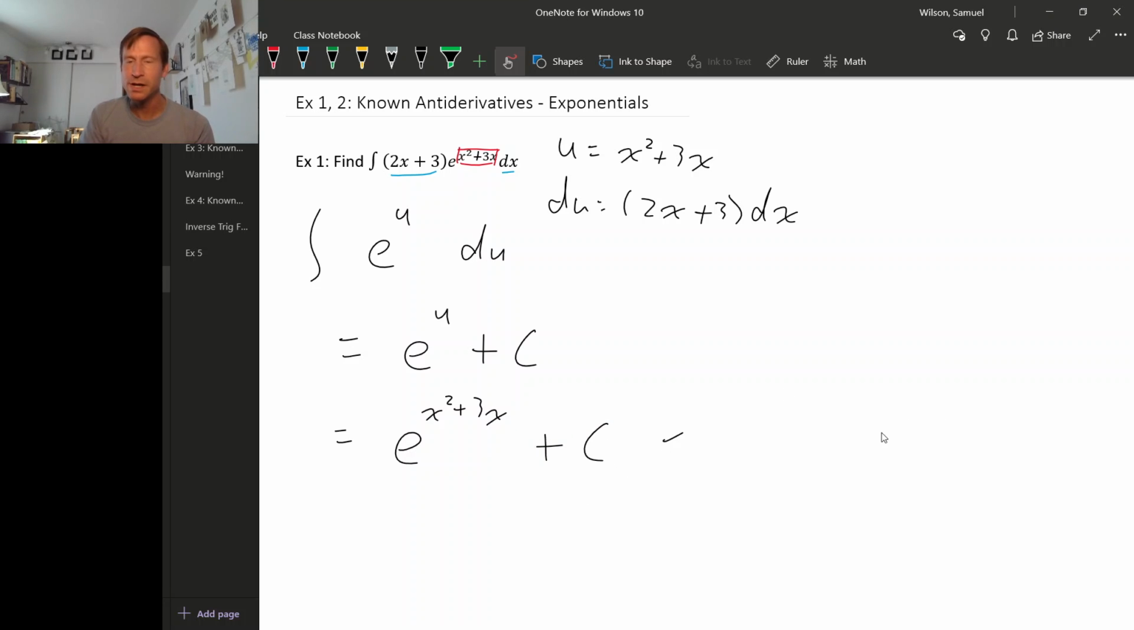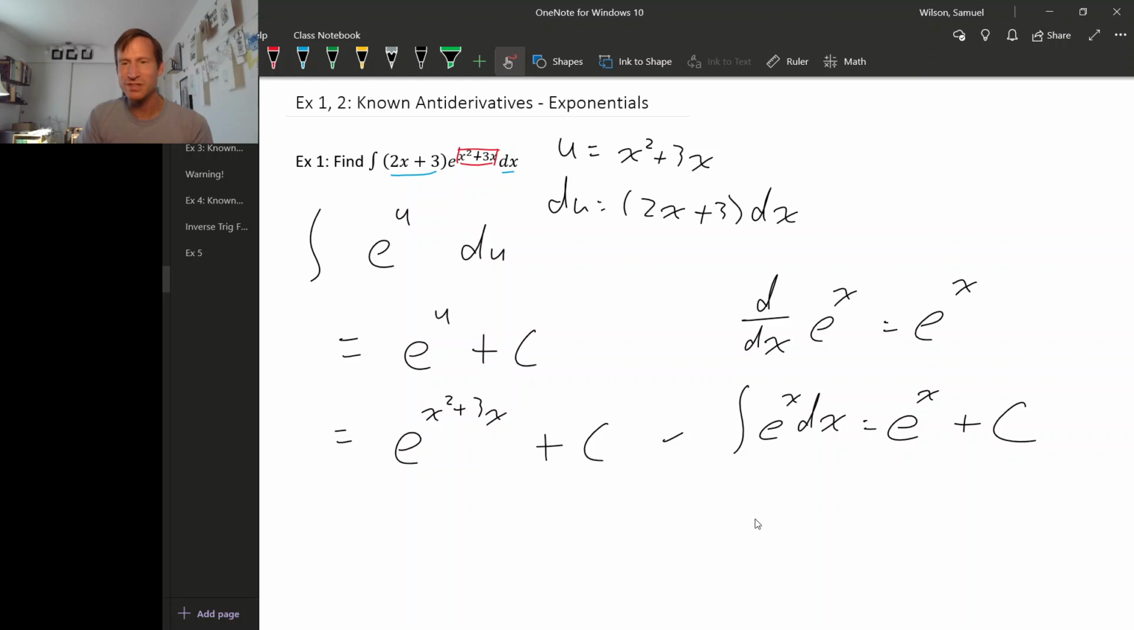Okay, and we're done. So here the derivative formula that we used is the derivative of e to the x is e to the x. And that means that the indefinite integral of e to the x dx is e to the x plus a constant. Of course, we use this formula with u's instead of x's, but you can put any variable in here and this still works.